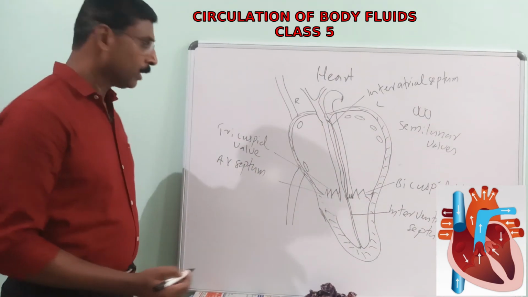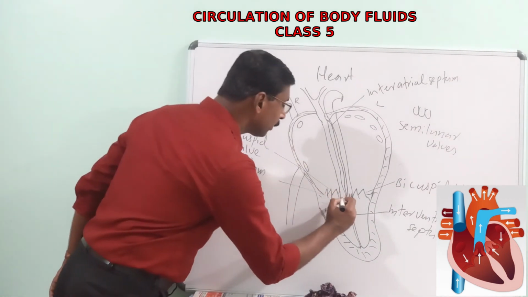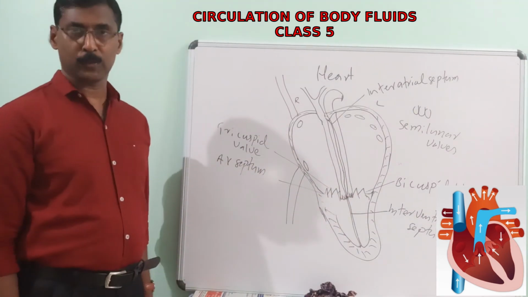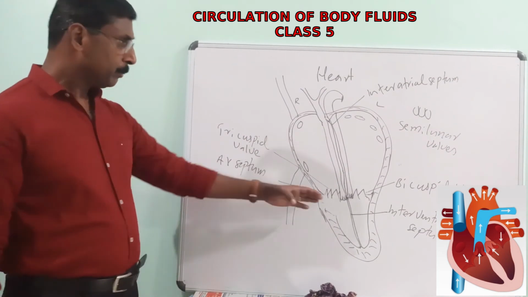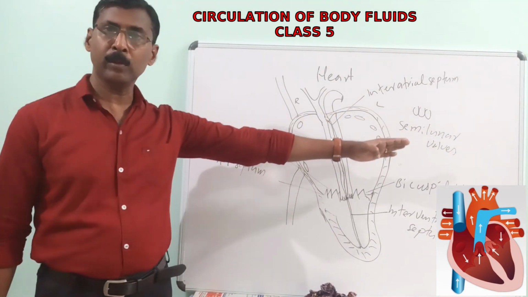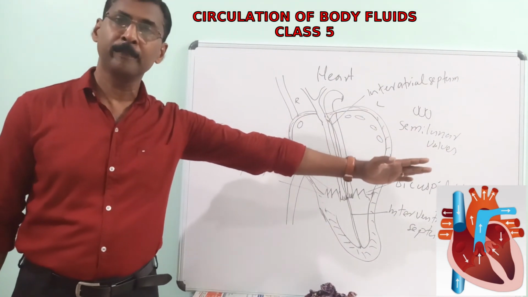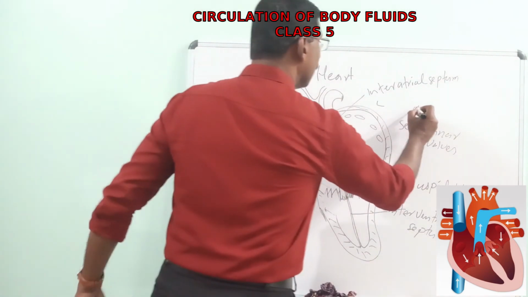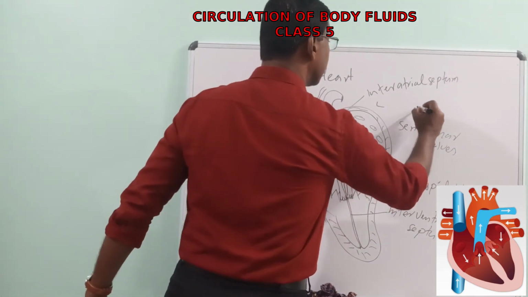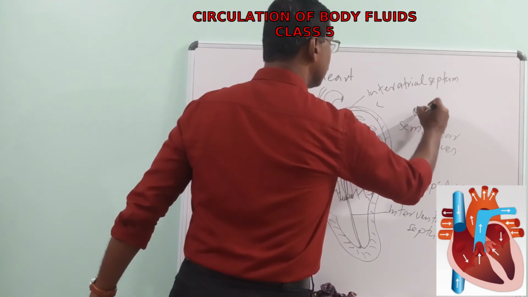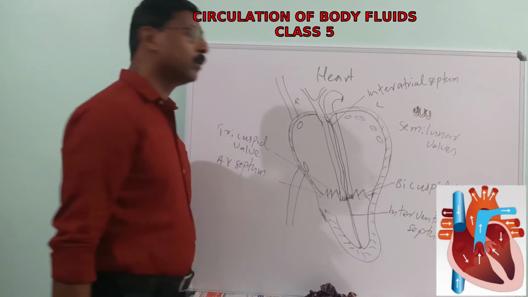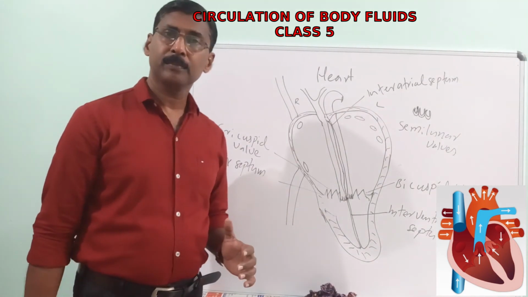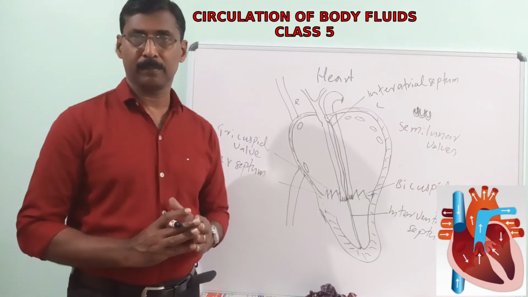Semi-lunar valves. In the same way, the semi-lunar valves are present at the base of the pulmonary artery also. So because of the shape, what it means semi-lunar, semi means half, lunar means moon, semi-lunar half moon. So the shape is like a half moon. So semi-lunar valves. These valves also open only in one direction.